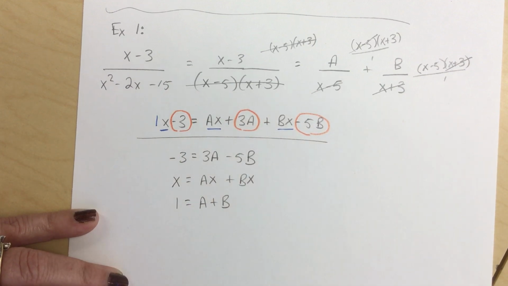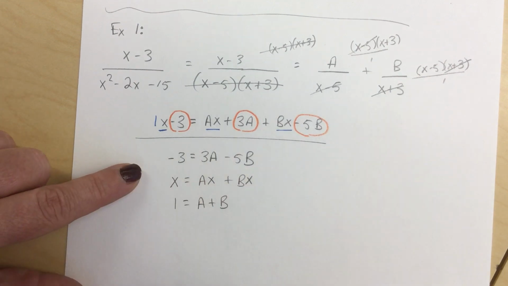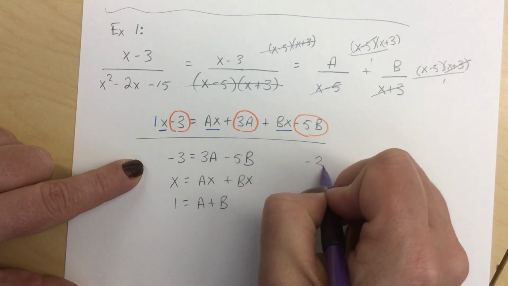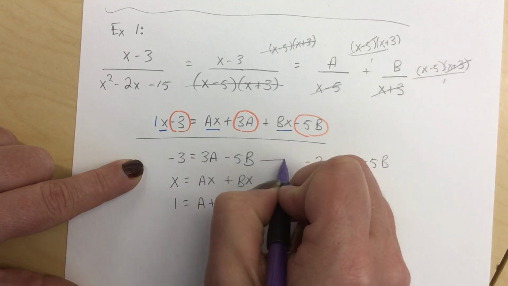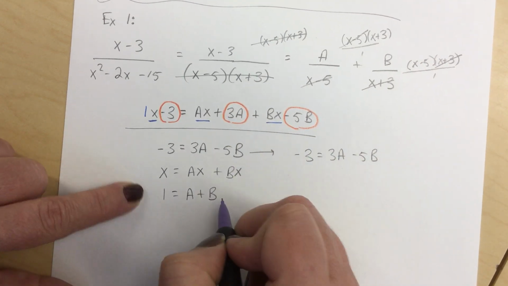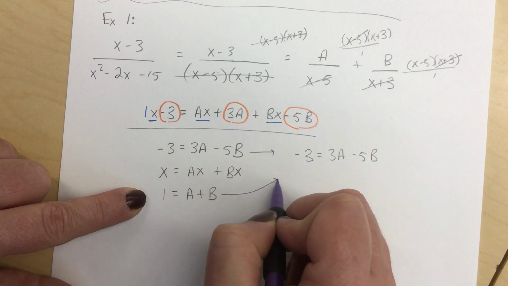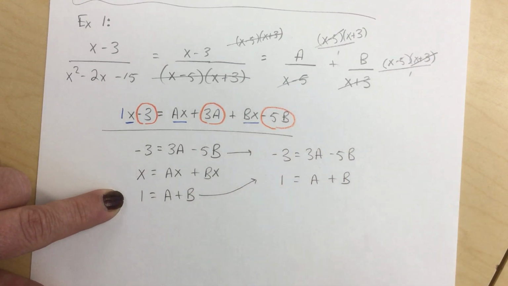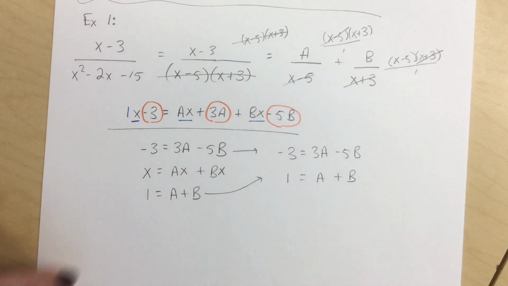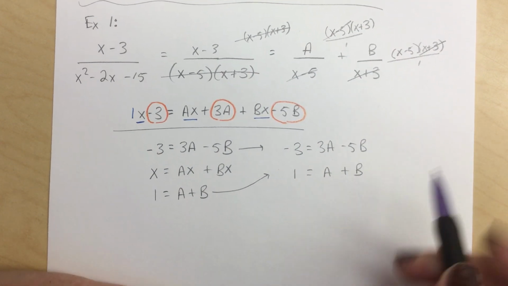Okay, so that gives me two equations. It gives me -3 equals 3a minus 5b. And then when I get rid of the x's, it gives me this. So I have 1 equals a plus b. I have two equations because I have one equation for my x values and one equation for my constant values. Now I have a simple equation that I can solve.